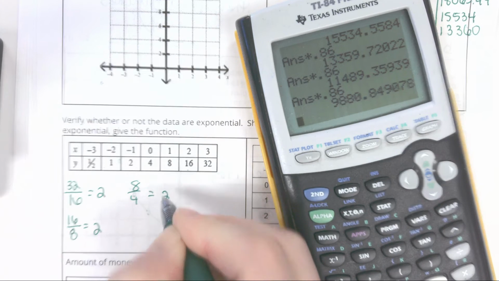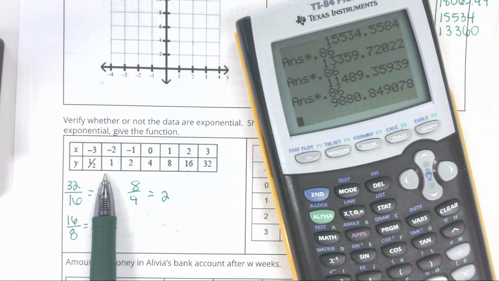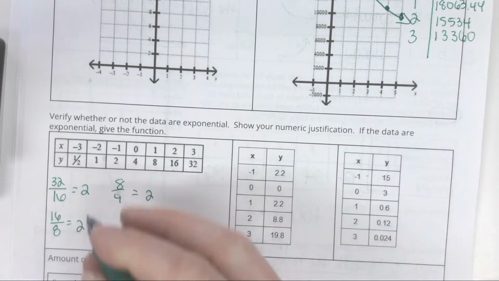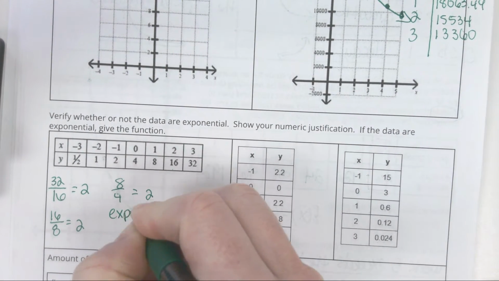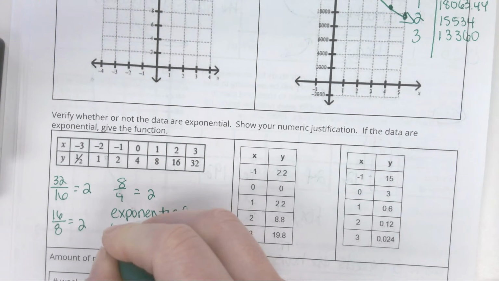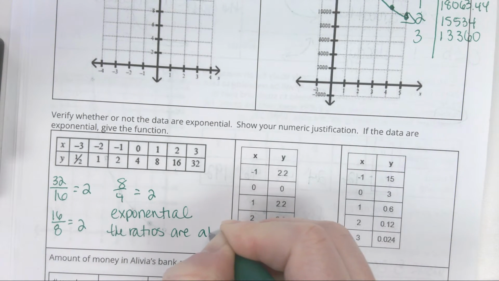Okay, let's do the rest in our head. How about 4 divided by 2? Yes. 2 divided by 1? Yes. Okay, so is this data exponential? It is exponential. The ratios are all 2.